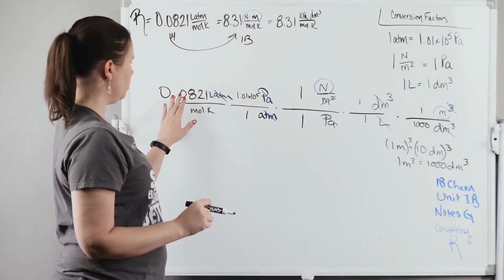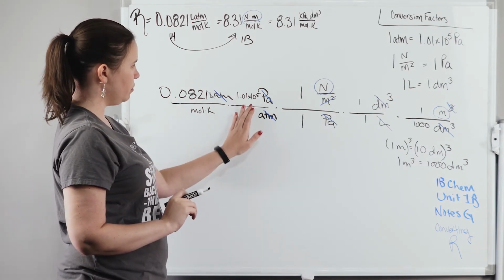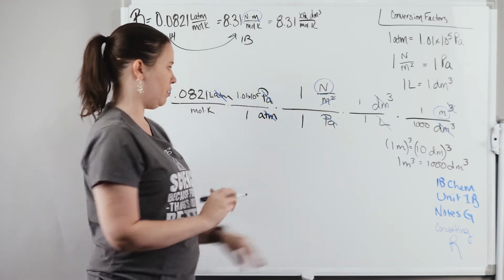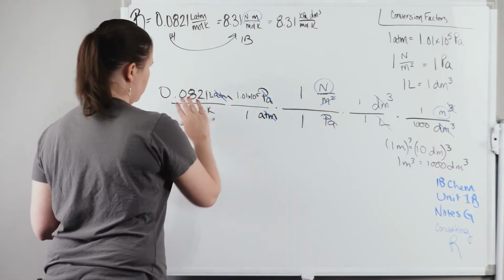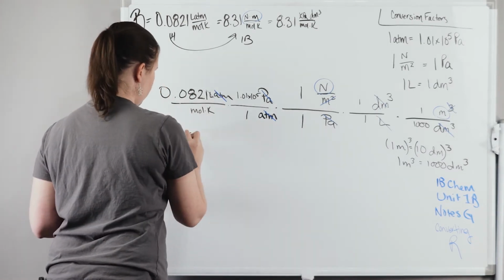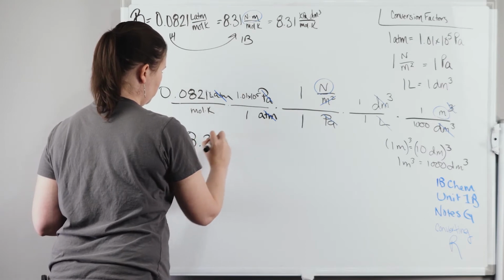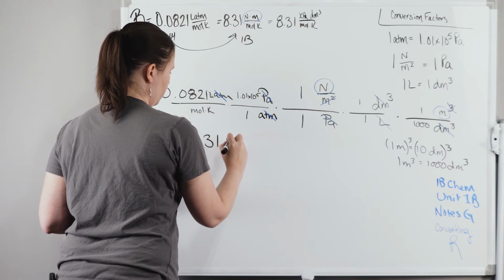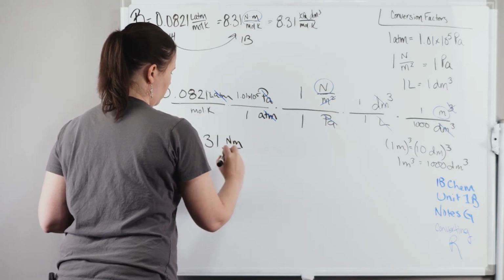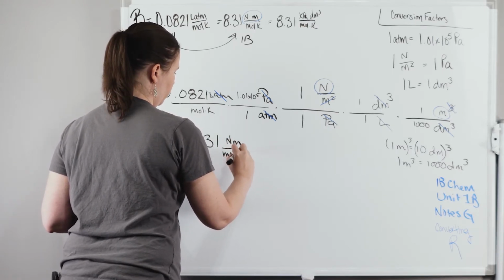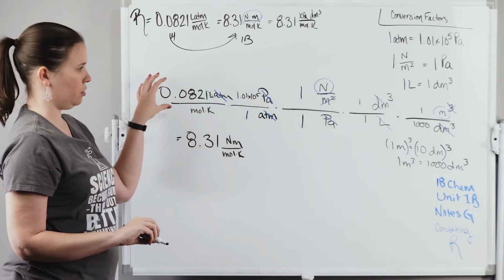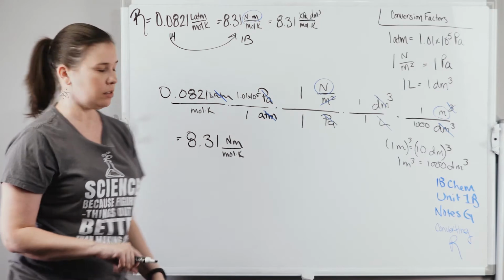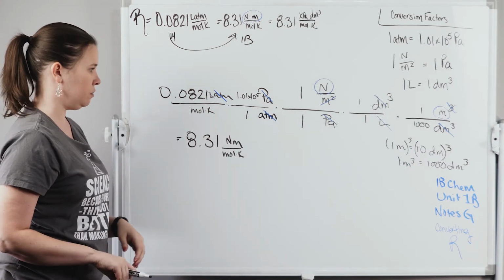So math-wise, we're gonna multiply 0.0821 times my Pascal number here, 1.01 times 10 to the fifth, and then divide by 1,000. And actually using these rounded numbers, you get slightly less than 8.31, but the actual number should be 8.31, and what's left on top is Newton meters, and on the bottom, mole Kelvin. So we've transitioned from honors to IB. It's really the same universal gas law constant, just with different units.